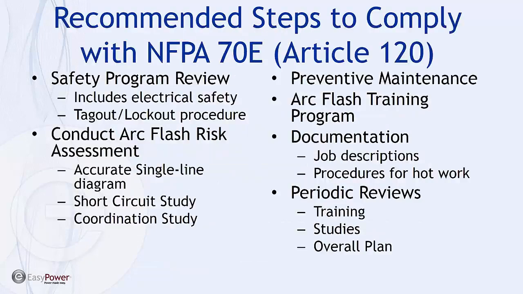So what are the recommended steps to comply with NFPA 70E? Specifically in Article 120, a safety program review is suggested, which includes electrical safety, tag-out and lockout procedures; conduct an arc flash risk assessment, which involves generating an accurate single-line diagram, conducting a short circuit study and a coordination study; incorporating regular and prescribed preventive maintenance; arc flash training of my qualified workers and anyone who has the potential to be in the area; documentation that includes job descriptions and specialized procedures for hot work; then periodic reviews of all the above, including training, studies, and improving my overall plan.